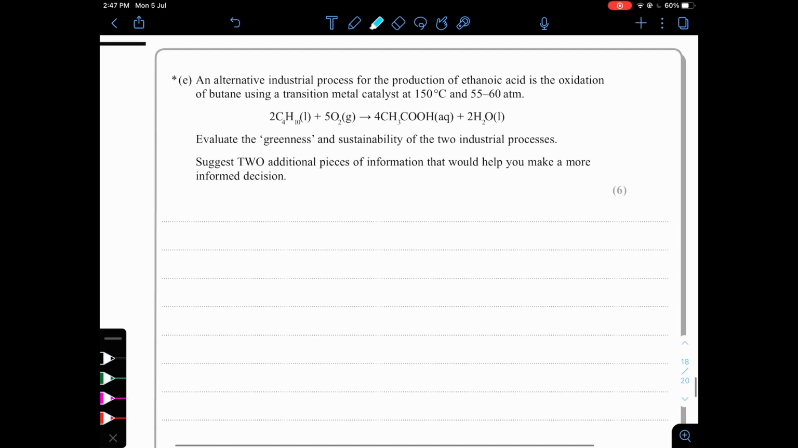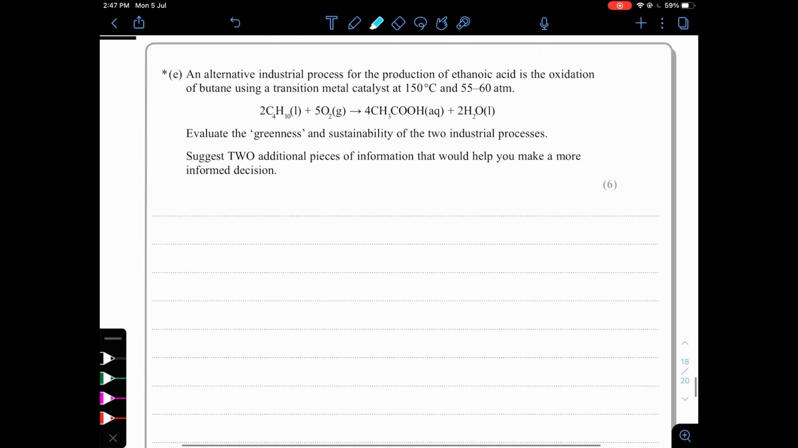Okay, so we have E, an alternative industrial process for the production of ethanoic acid in the oxidation of butane using a transition metal at 150 degrees C and 55 to 60 atmospheres. Evaluate the greenness and sustainability of 2 industrial processes, and then suggest 2 additional pieces of information that would help you make a more informed decision.